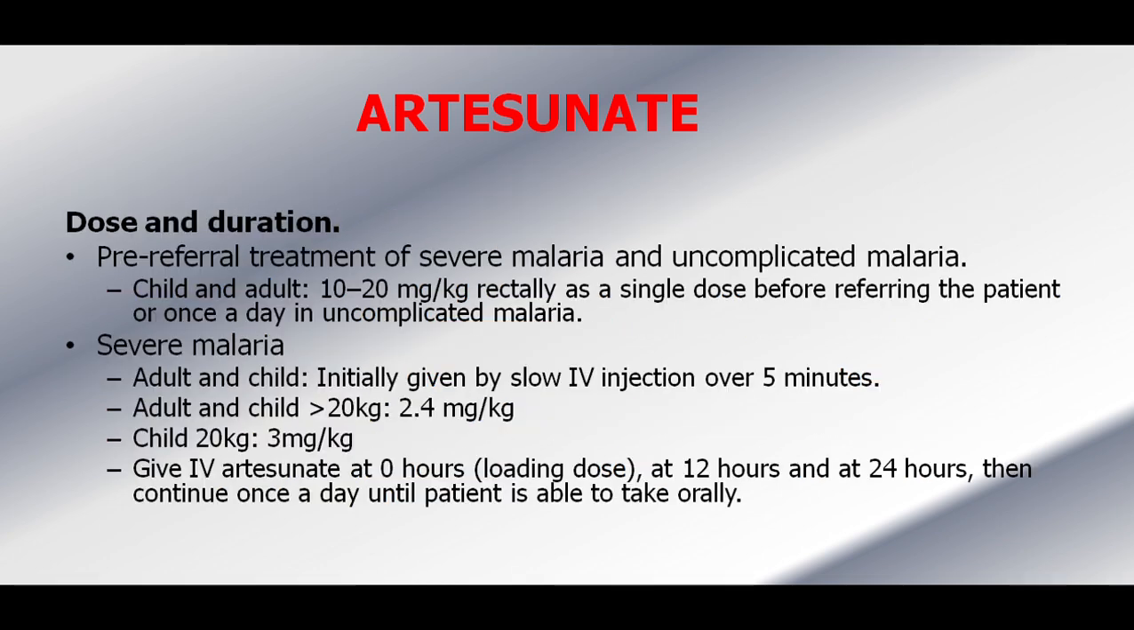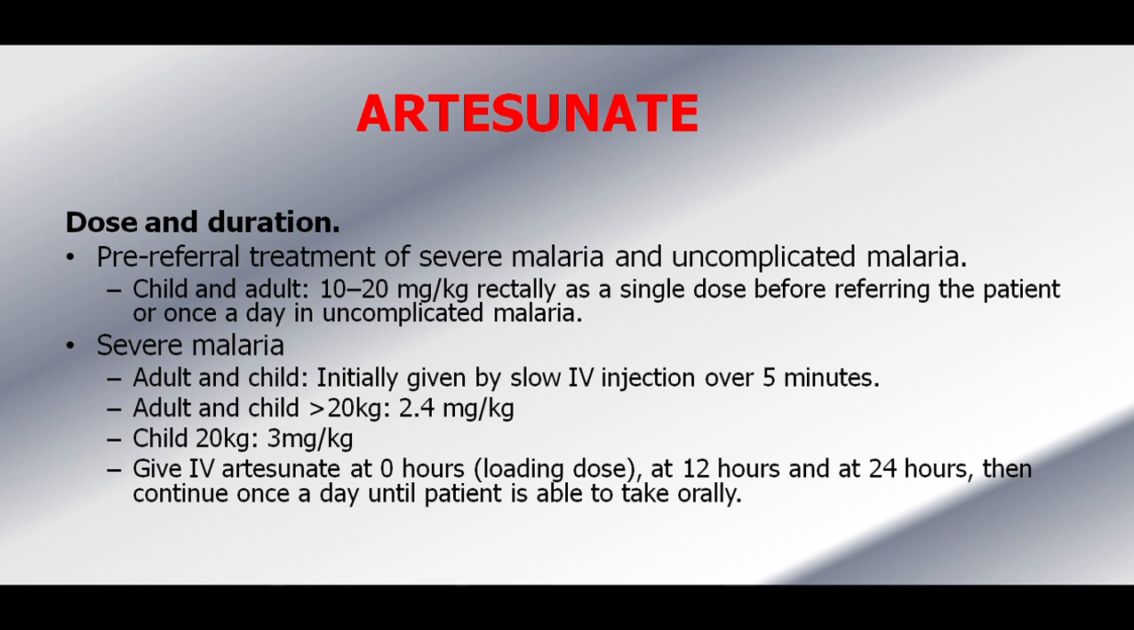Then dose and duration, how do you give it? Pre-referral treatment of severe malaria and uncomplicated malaria: for a child and adult, you give 10 to 20 milligrams per kilogram body weight rectally as a single dose before referring the patient. And if it's uncomplicated malaria, you're still going to give it rectally, but once a day.